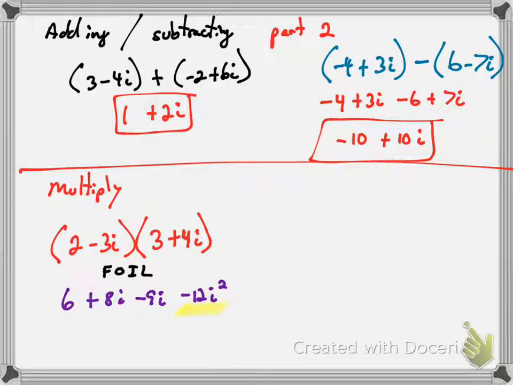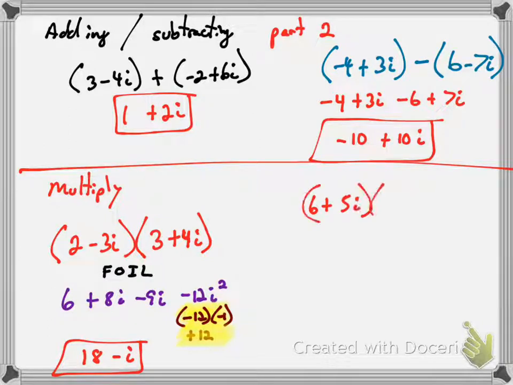Now we're going to look at the -12i squared first. We remember back from part 1 of the video that i squared is -1. So -12 times -1, and a negative times a negative is a positive, so we get +12. And now all we have to do is combine like terms. So 6 and +12 is +18. +8i, -9i is -i. So we get 18 minus i.